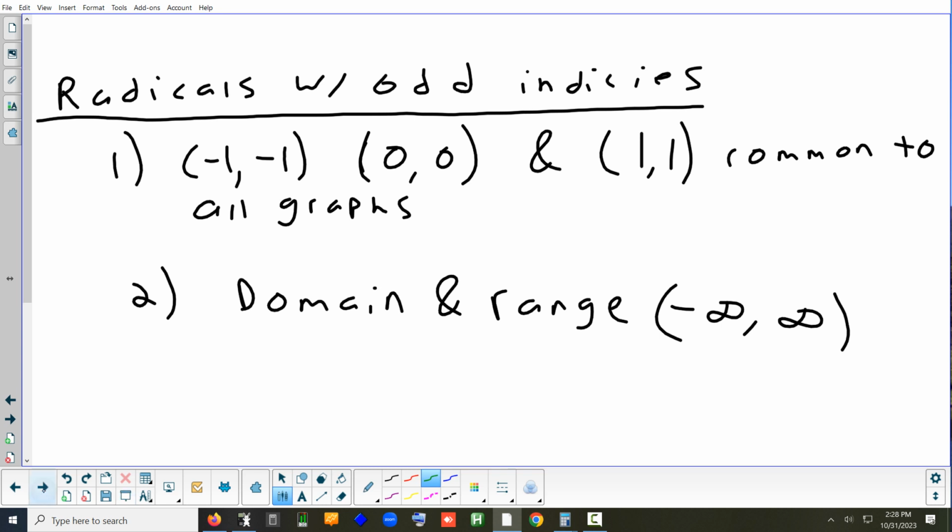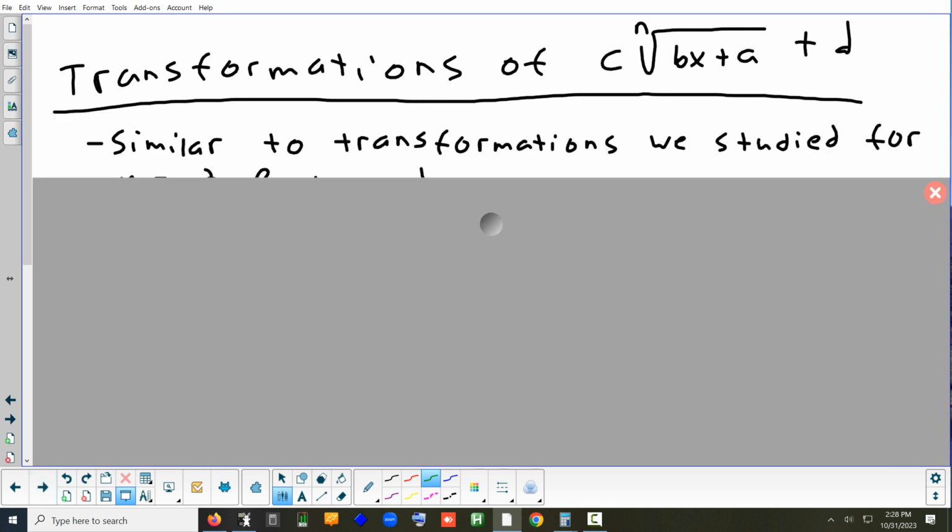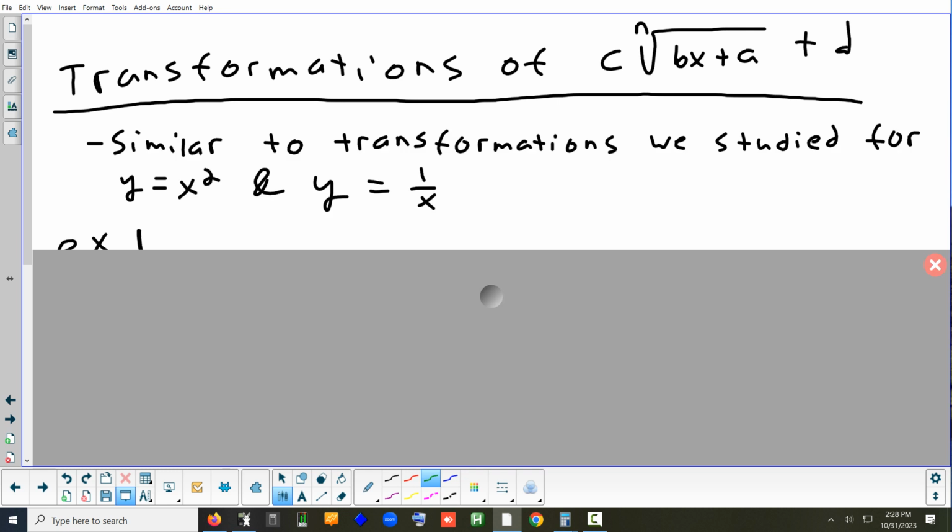All right, so last thing we'll look at, which we've done before with other functions, are the transformations. With transformations, there's always 2. One of them is a shift left and right. Another one is a shift up and down. One is a stretch horizontal, and then one is a stretch vertical. So the transformations are going to work very similar to everything we've done before.